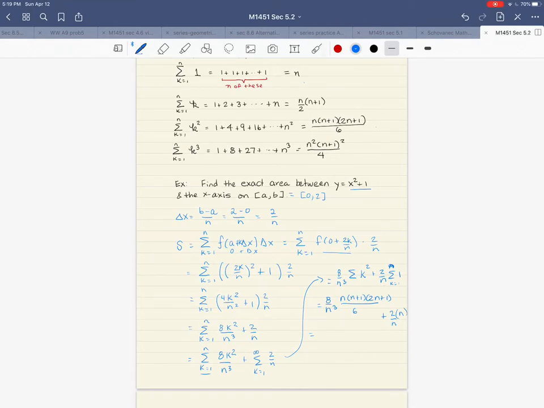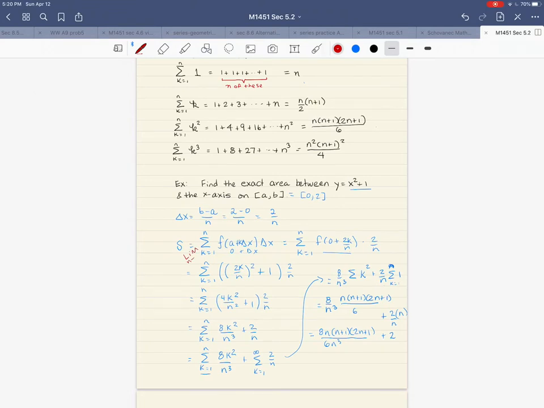And so when I simplify, well, I don't want to multiply all this out. I'm going to have 8 n plus 1, 2n plus 1 over 6n cubed, and here the n's cancel. There's our expression in terms of n.